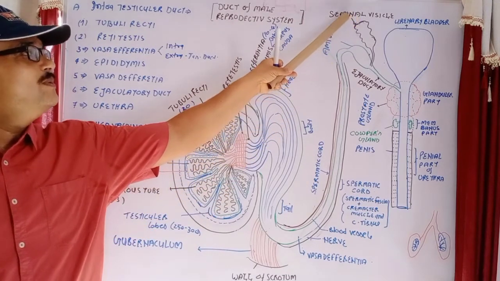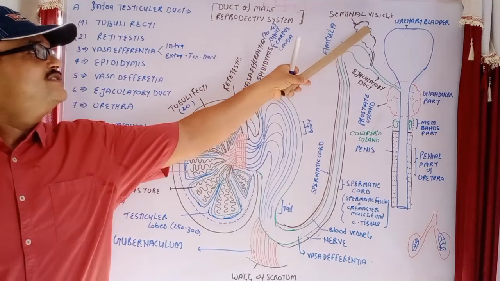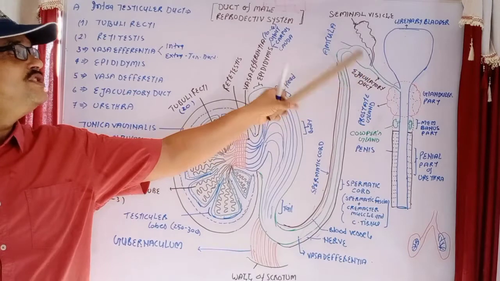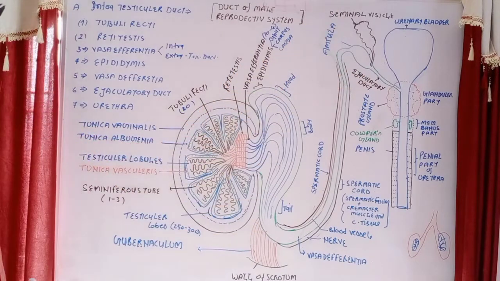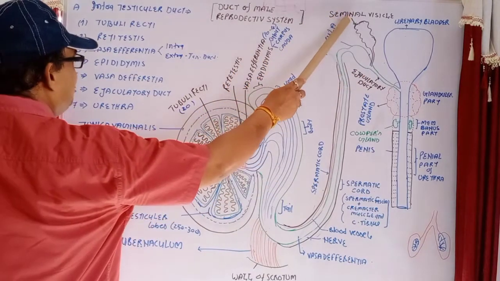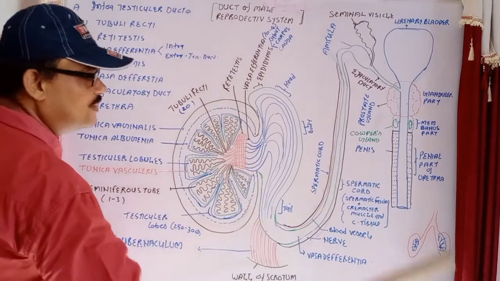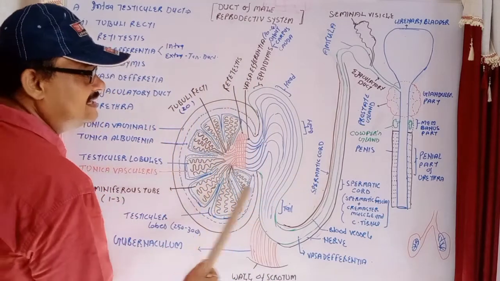I told you before that seminal vesicle produces 60 to 70% of the semen, so this is very important. Think about this seminal vesicle, but you know seminal vesicles are two in number. Why? Because this is not one structure. There is another structure too, a similar structure present on this side.